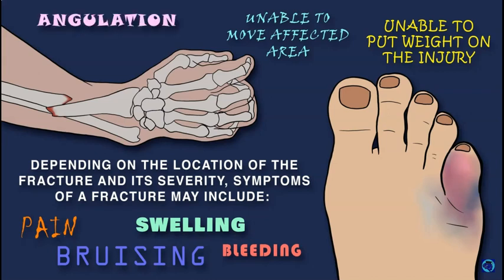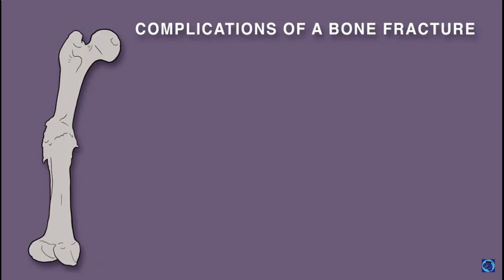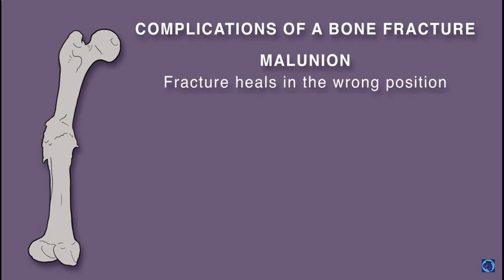There may also be angulation, in which the affected area is bent at an abnormal angle. If a large bone, such as the pelvis or femur, is fractured, the individual may be dizzy, pale, and nauseous. Complications of a bone fracture can include malunion. This is when the fracture heals in the wrong position.